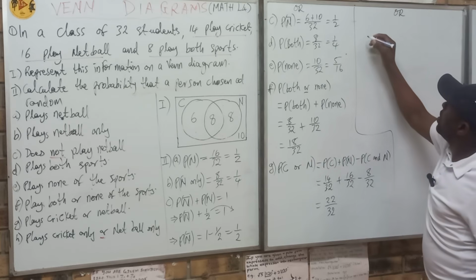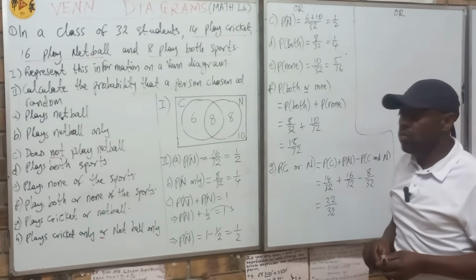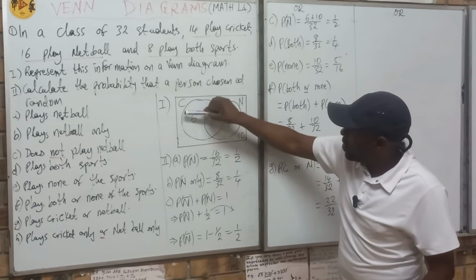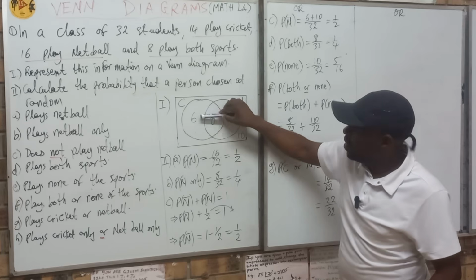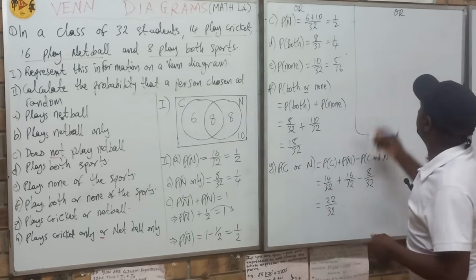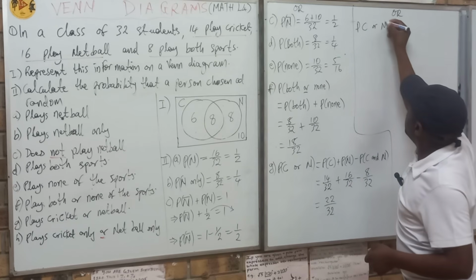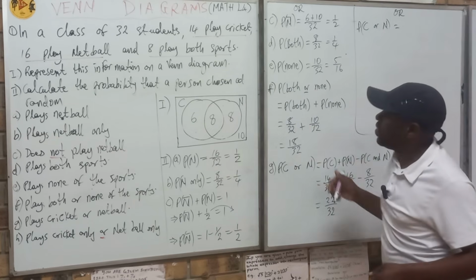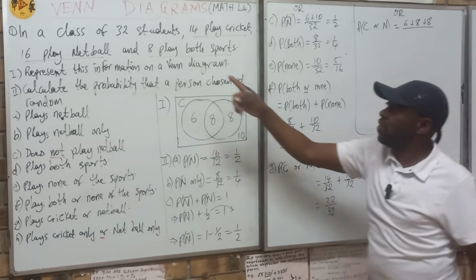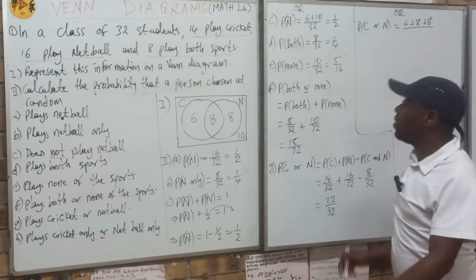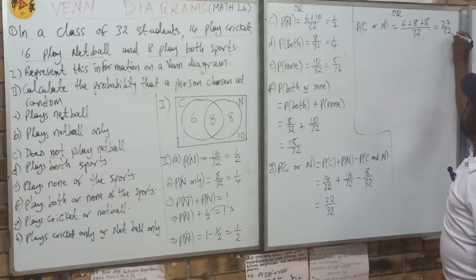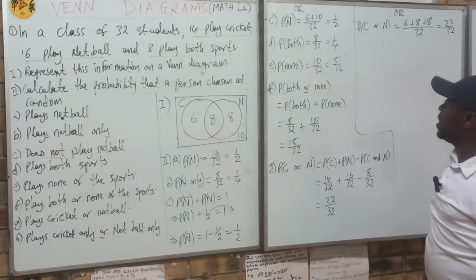But there is also another option for that. For students who understand the portions of the Venn diagram, you understand that what we call C or N is everything in the two circles. So if I need the probability of C or N, I can just write everything inside the two circles. So I've got a 6 here, and an 8 here, and there's another 8. Then I must not forget that I'm calculating a probability, so I must divide by the total population or the sample space, and that will also take me to 22 over 32. So that is it for G.